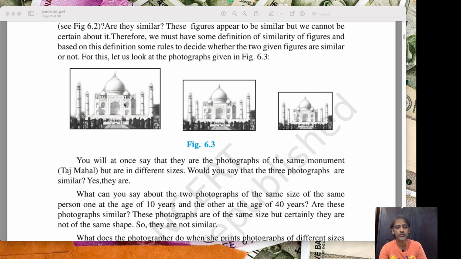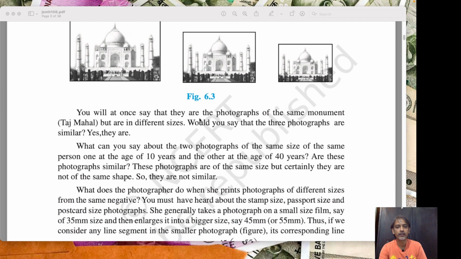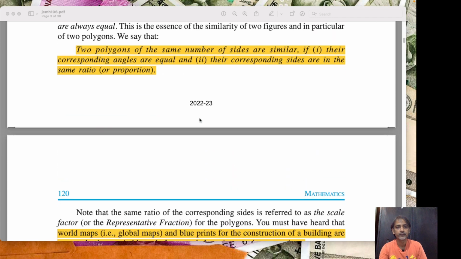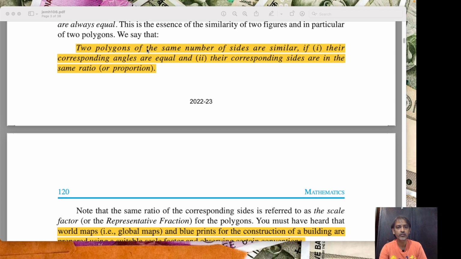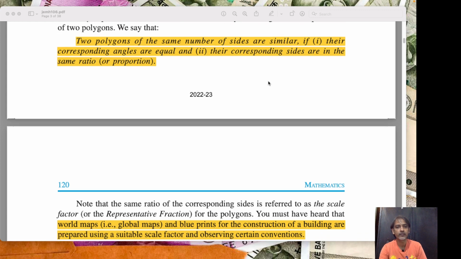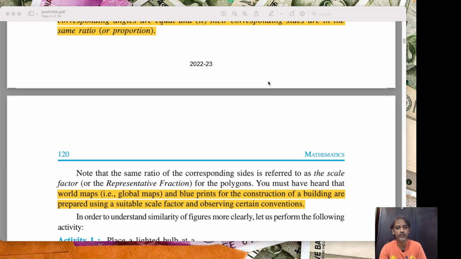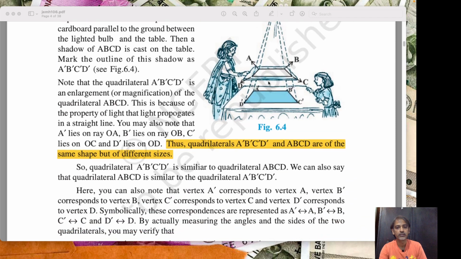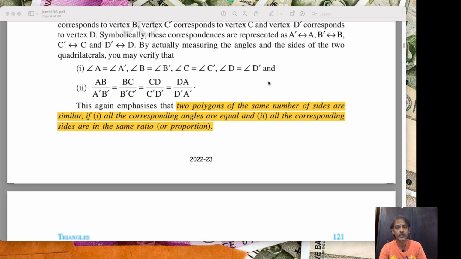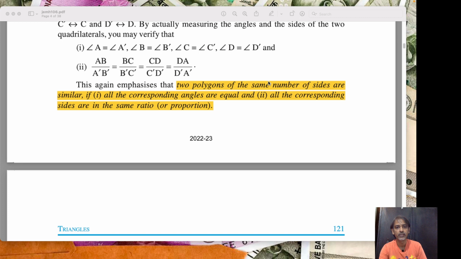Here again they have shown some pictures, and they have tried showing that the scale is reduced the way we had reduced the scale when we were drawing in our examples. And then finally over here they have talked about two polygons of the same number of sides being similar if their corresponding angles are equal and their corresponding sides are also in the same ratio or proportion, which we have already seen in case of triangles as well as in case of quadrilaterals. Alright, there are some activities which you can do and then understand more about it.